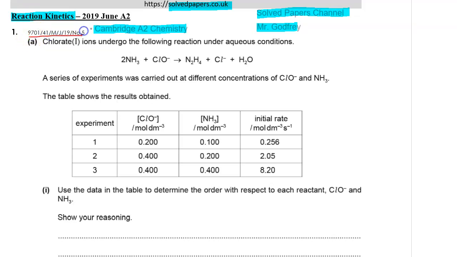Of course, you can use this to refer to which paper the question appeared in. This was paper 4.1, May-June 2019. This was question number 5.